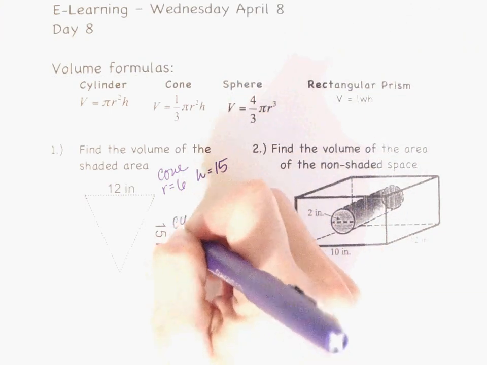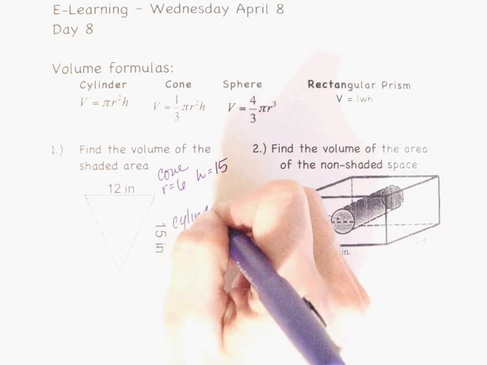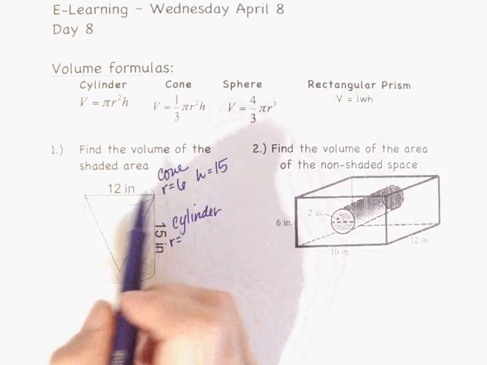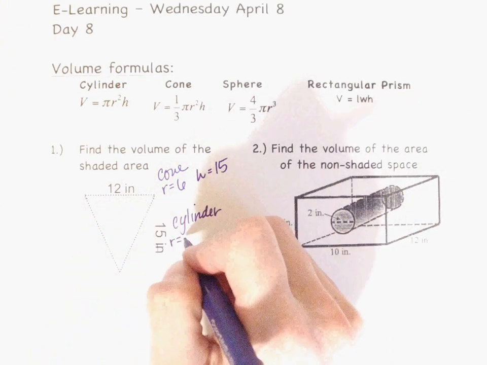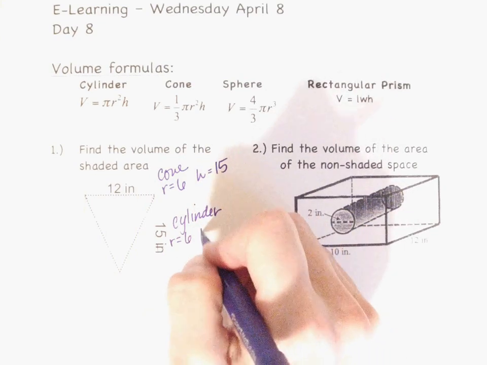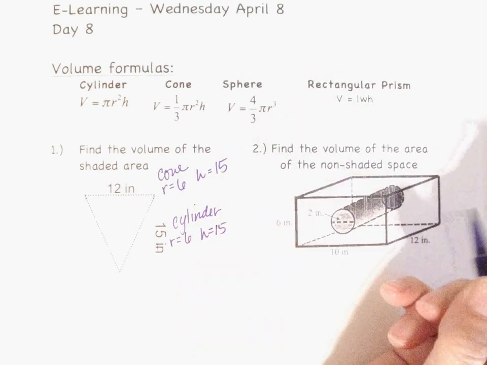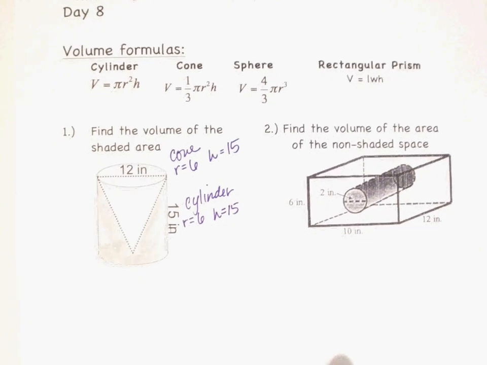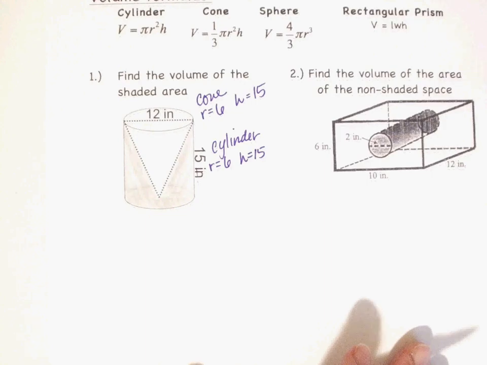All right, my next shape is my cylinder. If I take a look at this one, it actually has the same radius as the cone, which is 6, and has the same height as the cone, which is 15. So that's pretty crazy how that works out. They are going to be two different problems though. So I'm going to go ahead and just start with finding the volume of the cylinder.